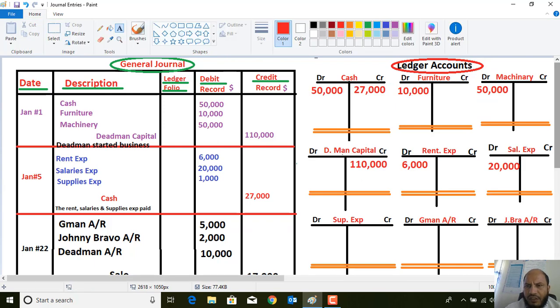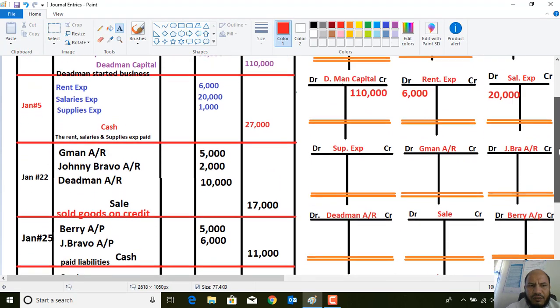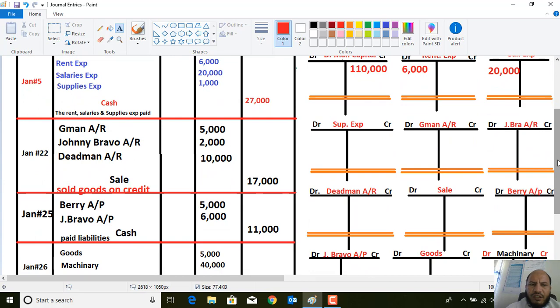Okay, great. Now we will move towards the January 22nd journal entry, in which we have recorded the account receivable from German, the account receivable from Juni Brau, the account receivable from Deadman, and also the sale amount. So dear students, first of all, we should draw the account receivable ledger for German. We already have the German account receivable ledger.